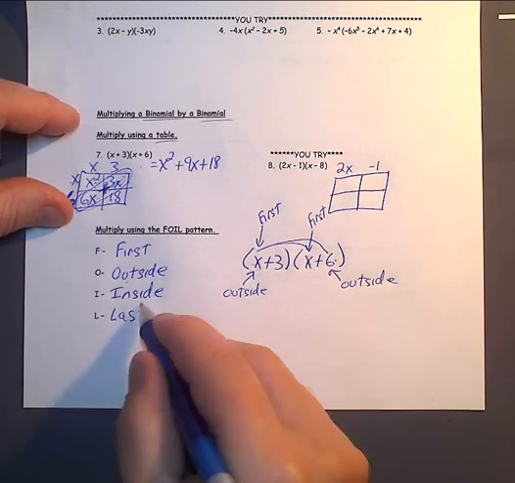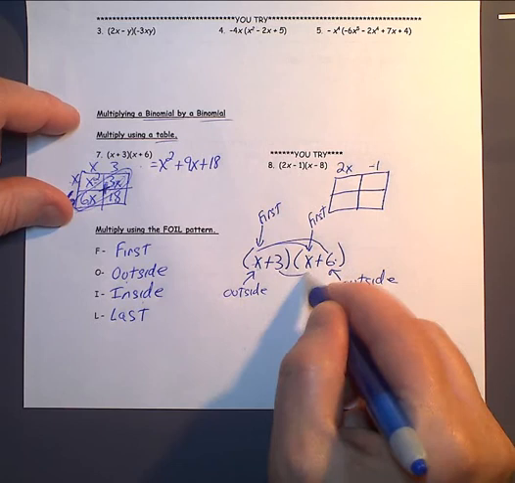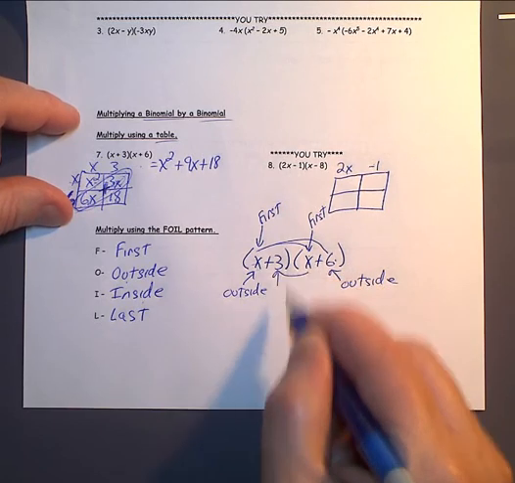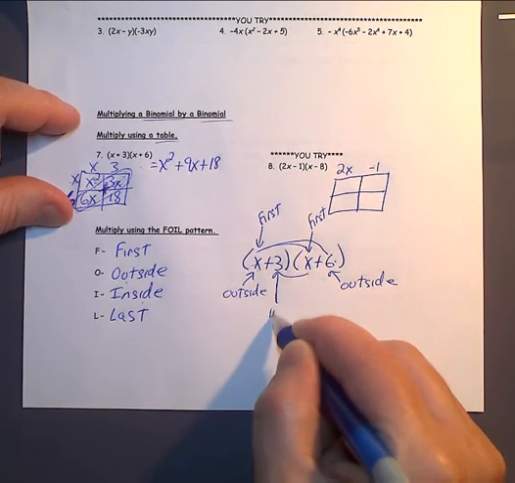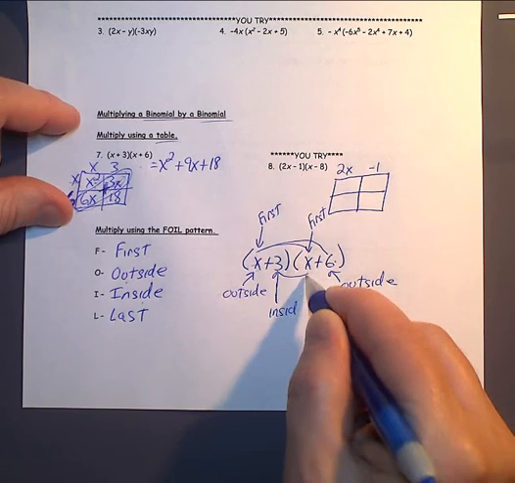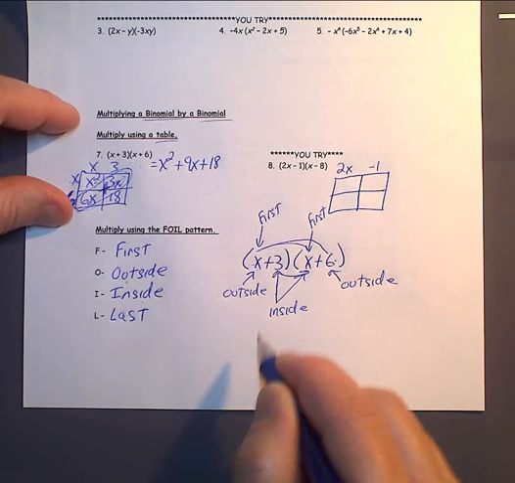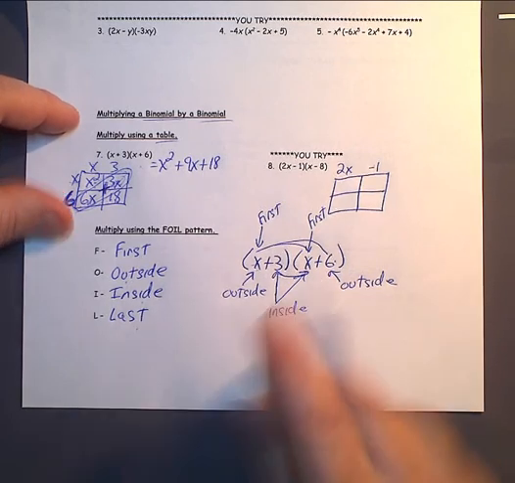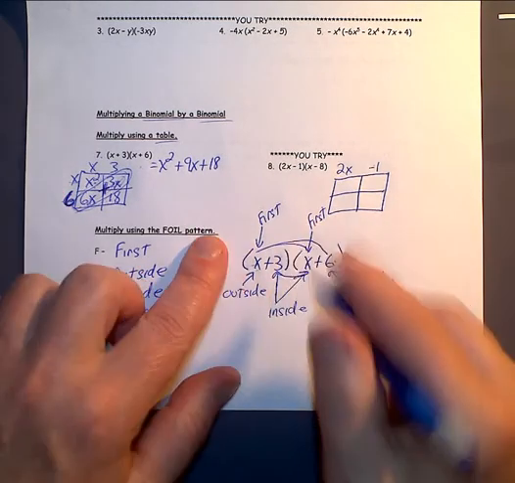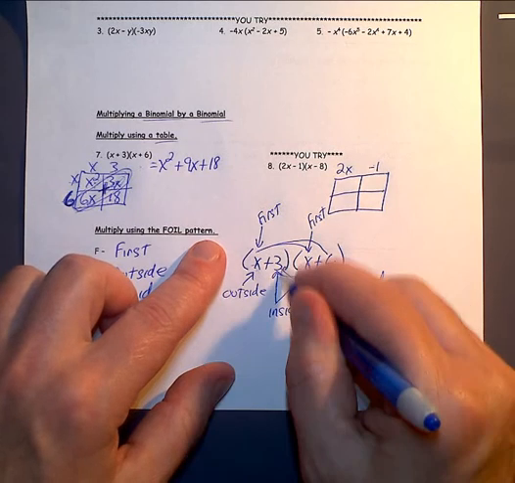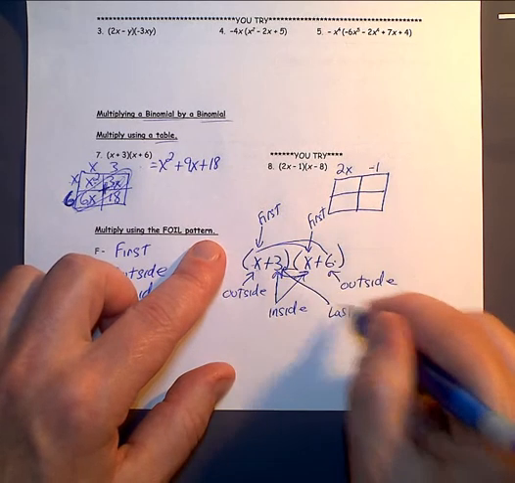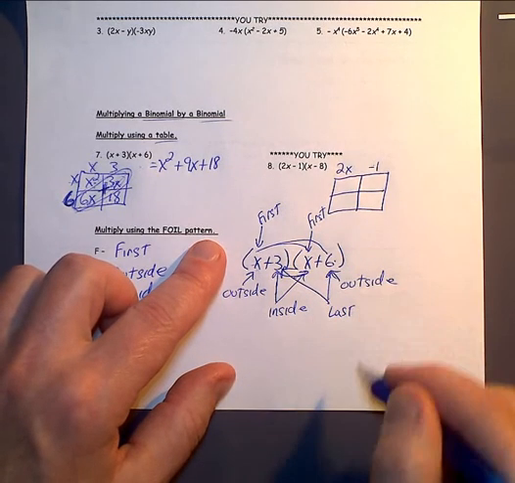Now I'm going to go to the inside terms right here. So this is considered an inside, and that's an inside. I'm going to multiply those two together. Then I'm going to do the last terms in each binomial. So if I look at that binomial, this term here is also the last term. This term's the last term. So I'm going to multiply those two.